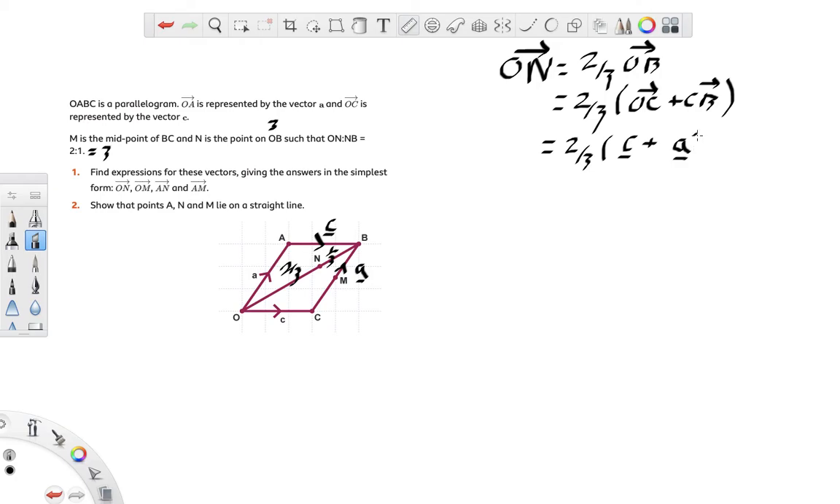Like that. So that's our answer. So O to N is that. And again, we haven't seen anything like that, but more and more vector questions will have questions like that. Okay, so then O to M.